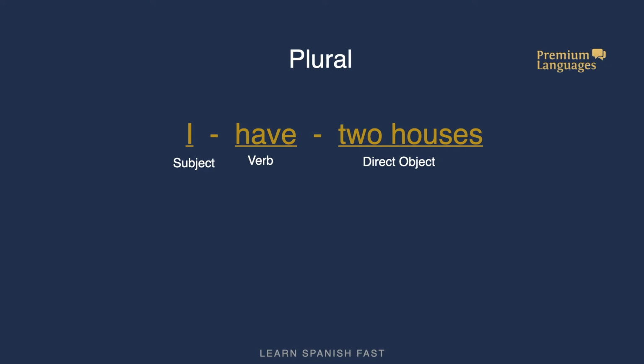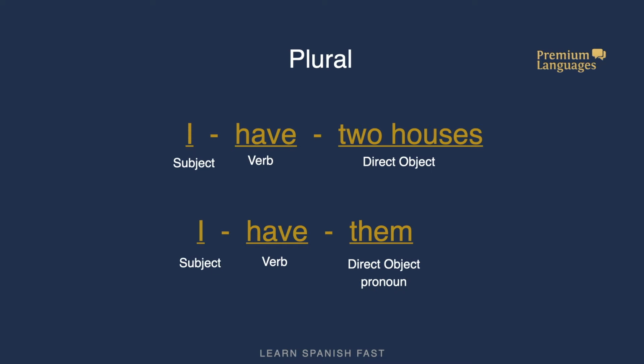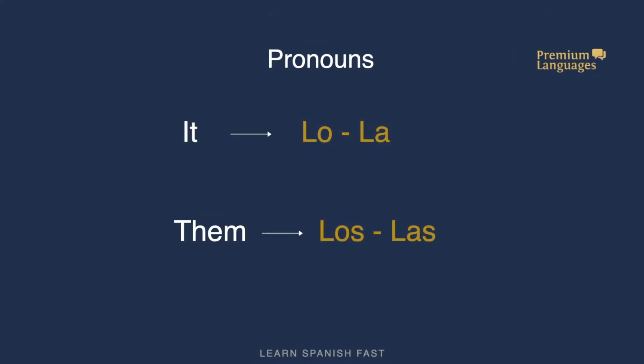In the plural form, I have two houses. We have the same structure as before. We have the subject, the verb, and the direct object, in this case plural, two houses. However, if we want to change two houses for a pronoun, we need the plural version of that, them. So, I have them, where we have the subject, the verb, and the direct object pronoun, them, that refers to the two houses. It is fairly similar in Spanish.